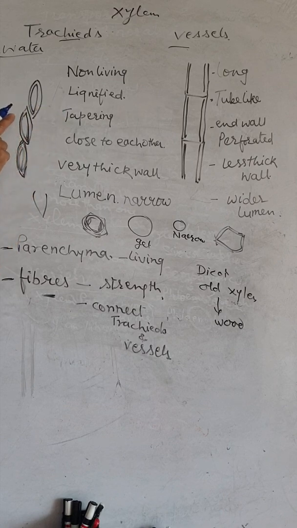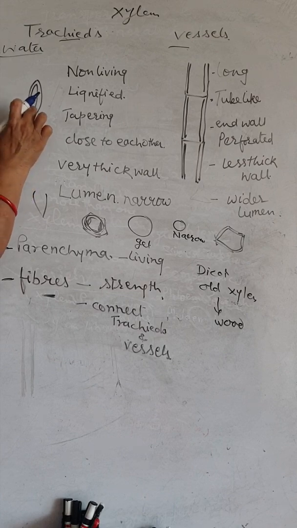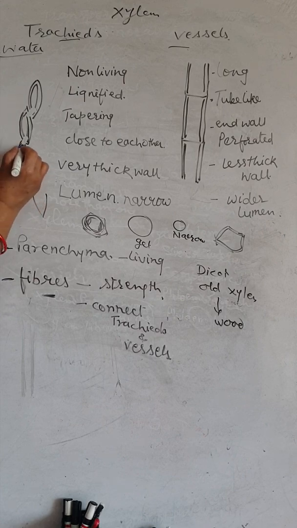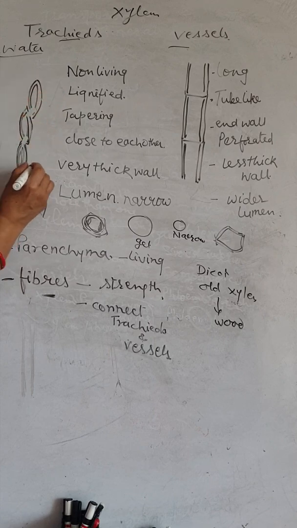Tracheids have tapering ends, close to each other, very thick wall, lumen narrow, helping conduction of water. The connection is like this. Water moves upward, sideward, upward, sideward, and like this.